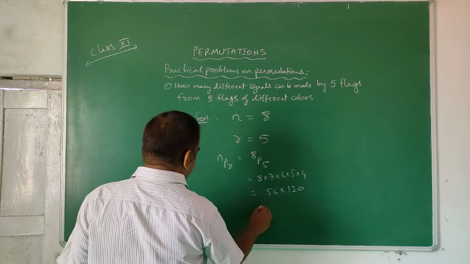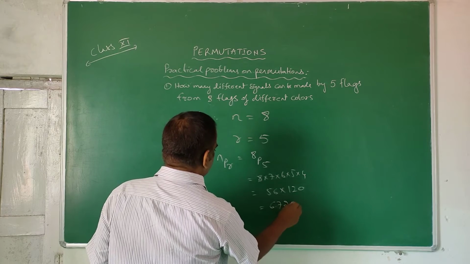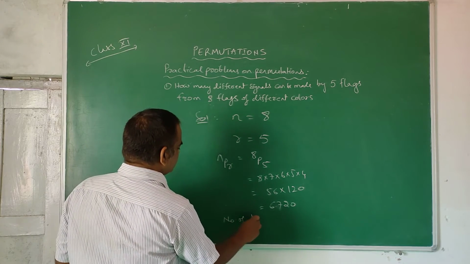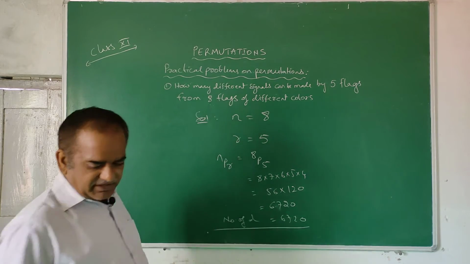So this product is 6720. Therefore the number of different signals is equal to 6720. That is the answer. Okay, this problem is finished.